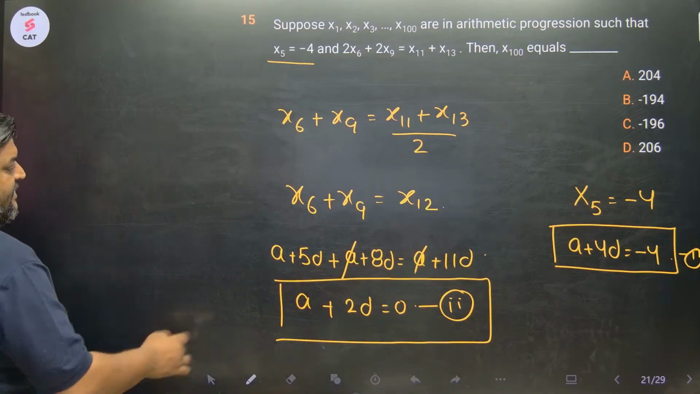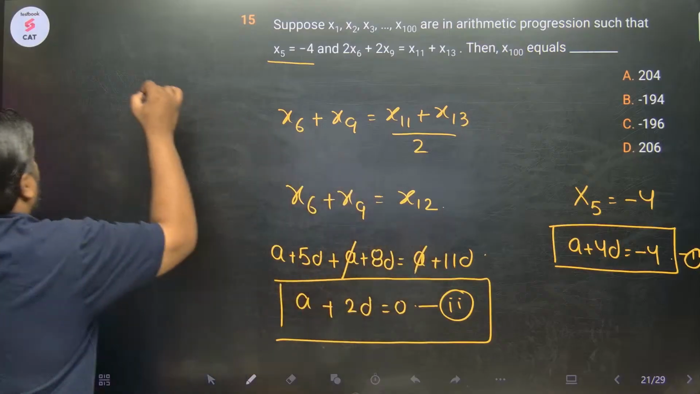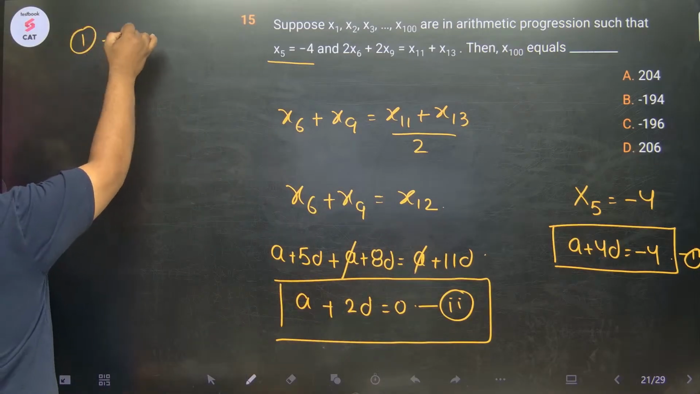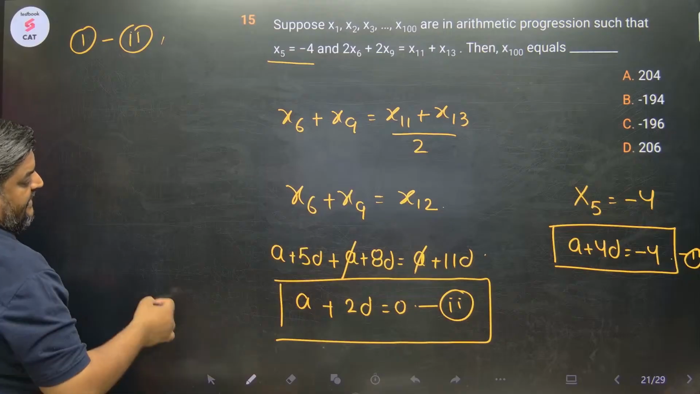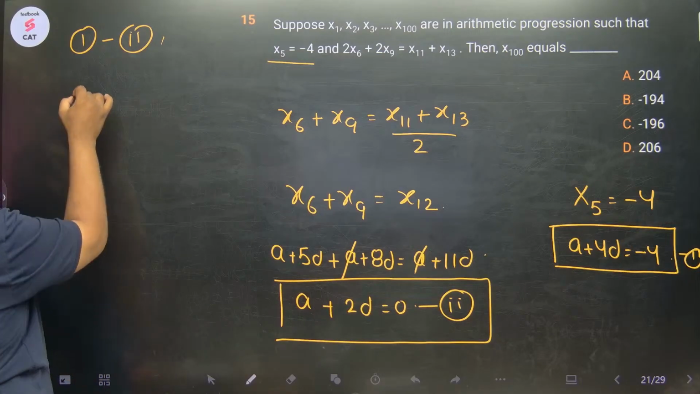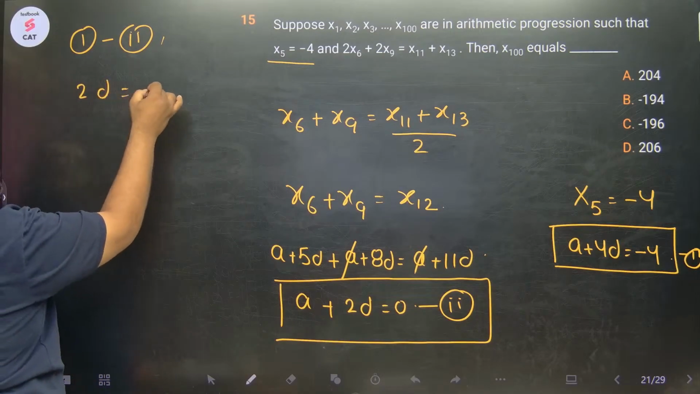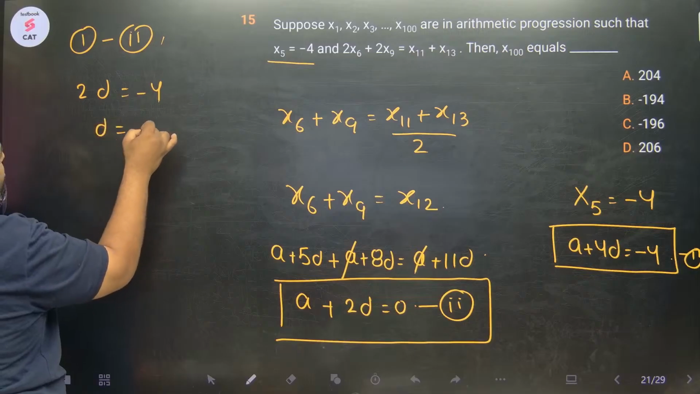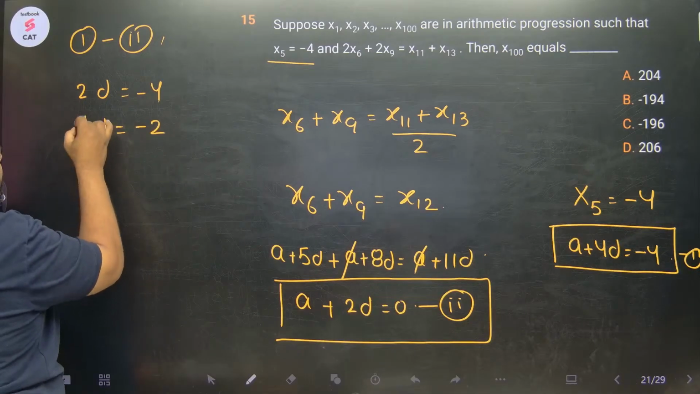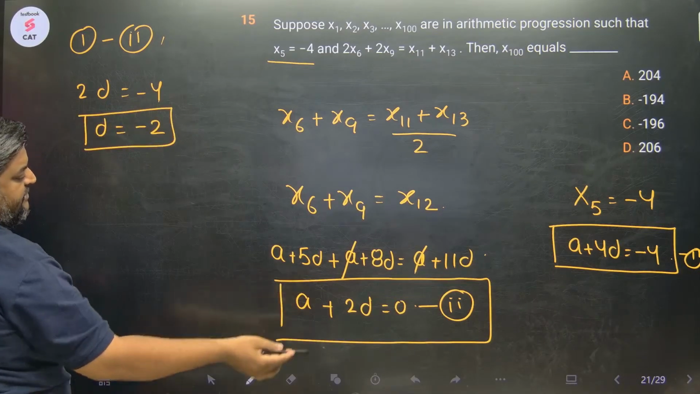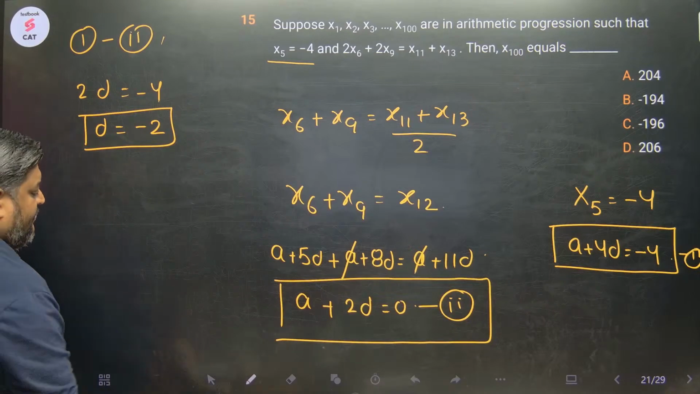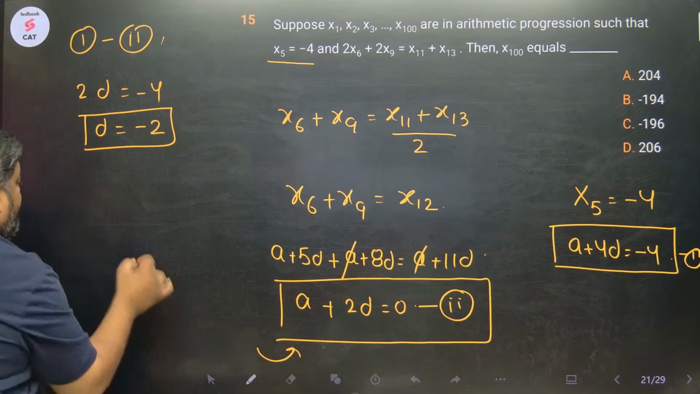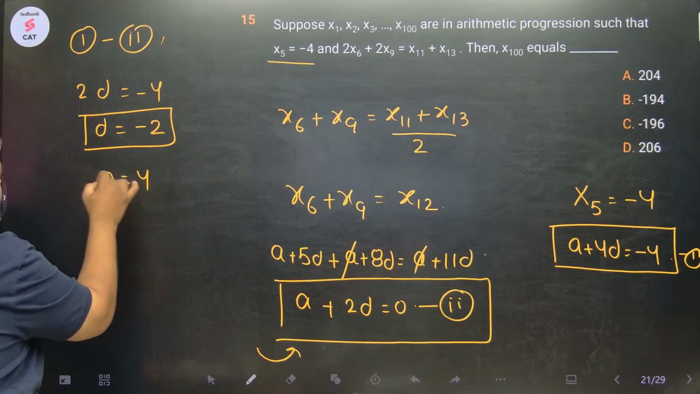दोनों को subtract कर दो. Subtract 2 from 1. What will you get? You will get 2d is equal to -4, or d is equal to -2. And d -2 put कर दो किसी भी इक्वेशन में, यहाँ put कर दो d -2. You will get a is equal to 4.